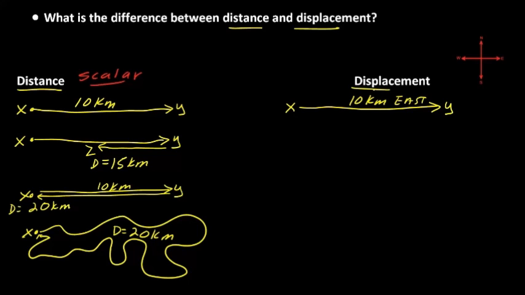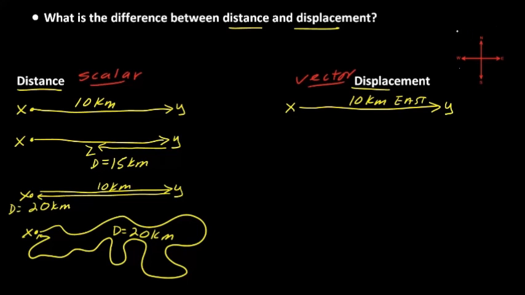Displacement, unlike distance, is a vector measurement. It is a vector measurement, and that's important, because it not only includes a quantity and a unit of measurement, but it also includes a direction, in this case east.